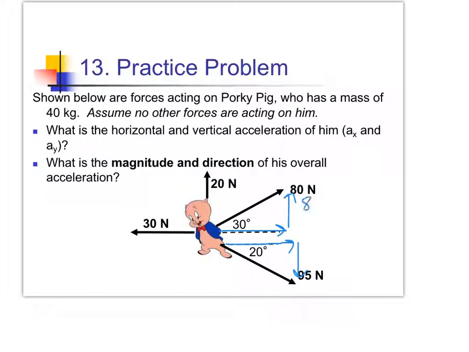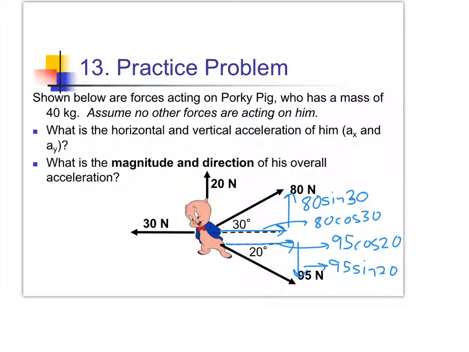This y component here is going to be 80 sine of 30. That x component is going to be 80 cosine of 30. And then for the 95 Newton one, we have 95 sine of 20, and the x component is going to be 95 cosine of 20. So that's going to be my very first step here.